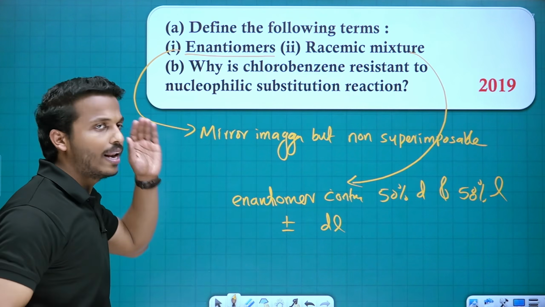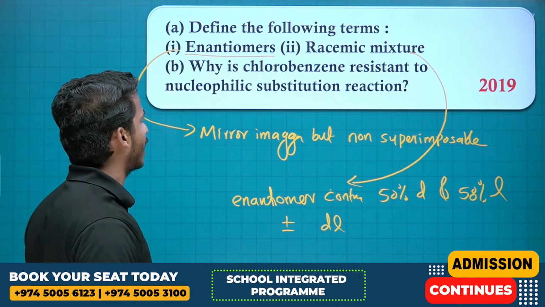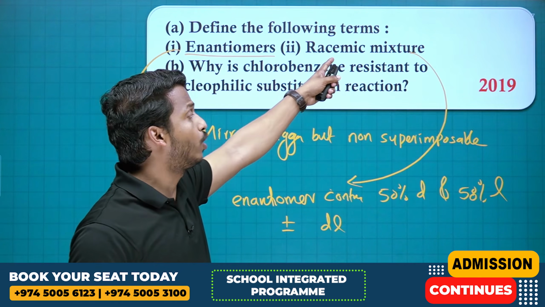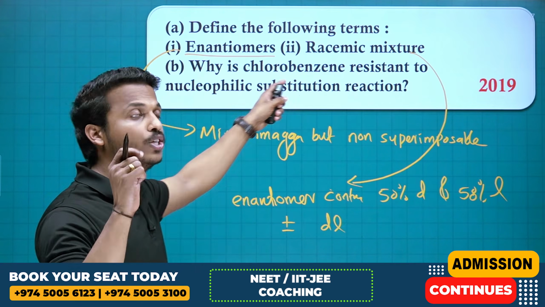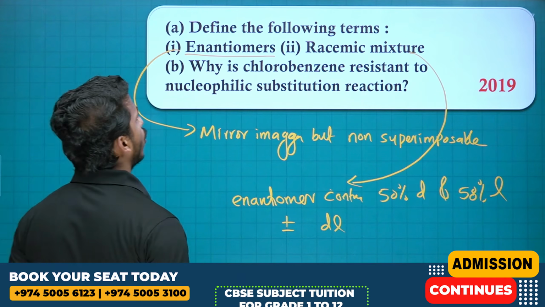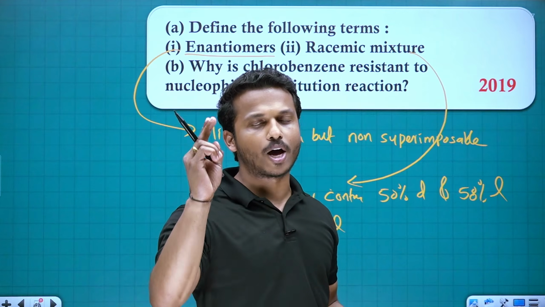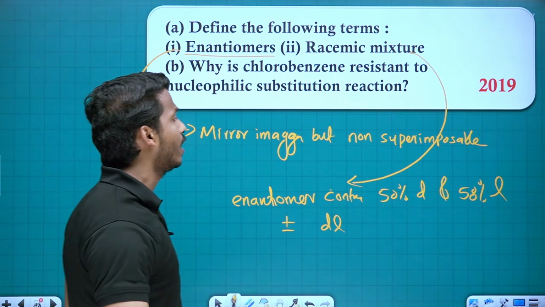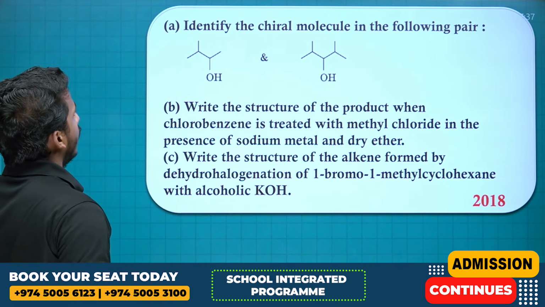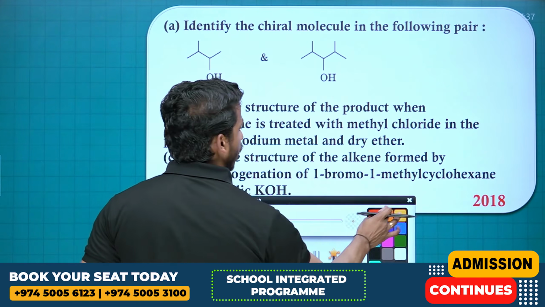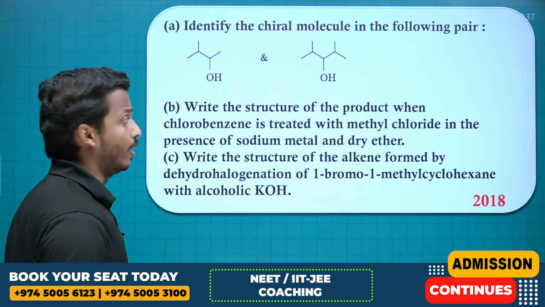So study what are enantiomers and diastereomers like that. Racemic mixture, even in 2024 the racemic mixture definition was a question. Why is chlorobenzene resistant to nucleophilic substitution? We already said, due to partial double bond character and high s character. Expand in detail. Identify the chiral molecule in the following. Dear all, which is chiral?